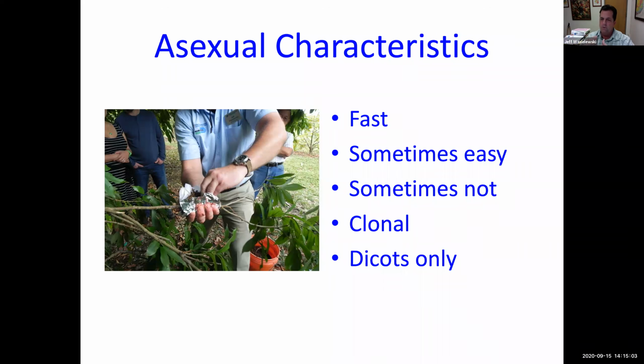If you want a Kerry mango, you've got to do it asexually to get a Kerry mango. If you want a Simmons avocado, you have to do it asexually to get a Simmons avocado. And for the most part, except for division, asexual only works with dicots. So things like mango, sapodillas, carambolas, jackfruit. Most of the techniques won't work on banana except division.